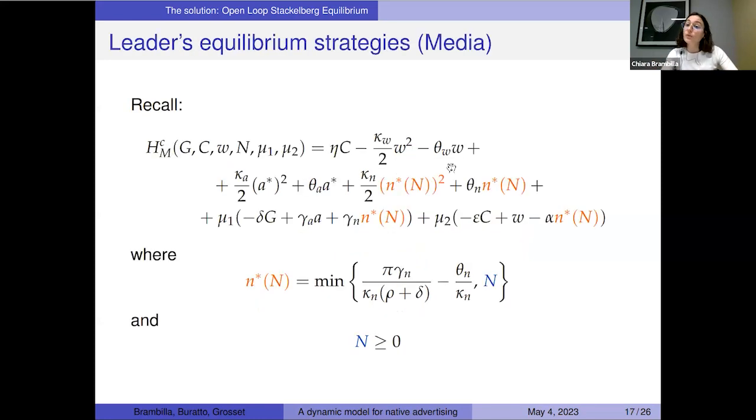And just to recall what we are doing, we want at this point to maximize the leader's, so the media outlet's, current Hamiltonian function with respect to the capital N strategy.